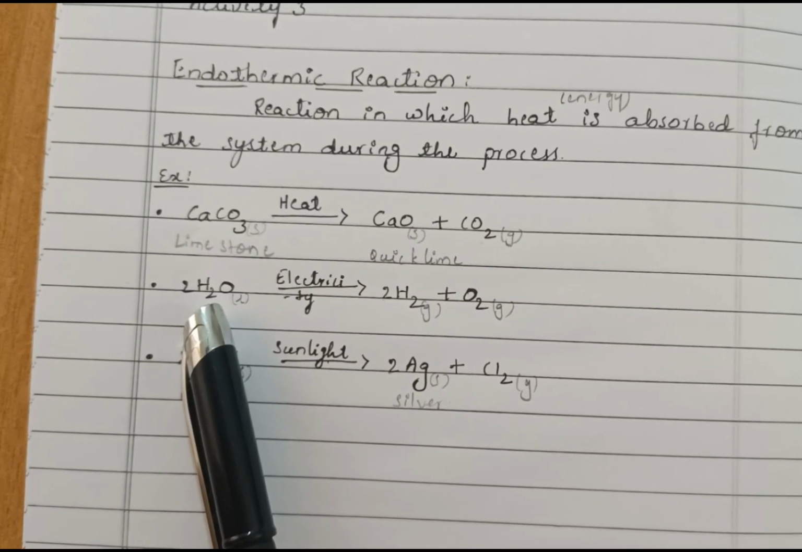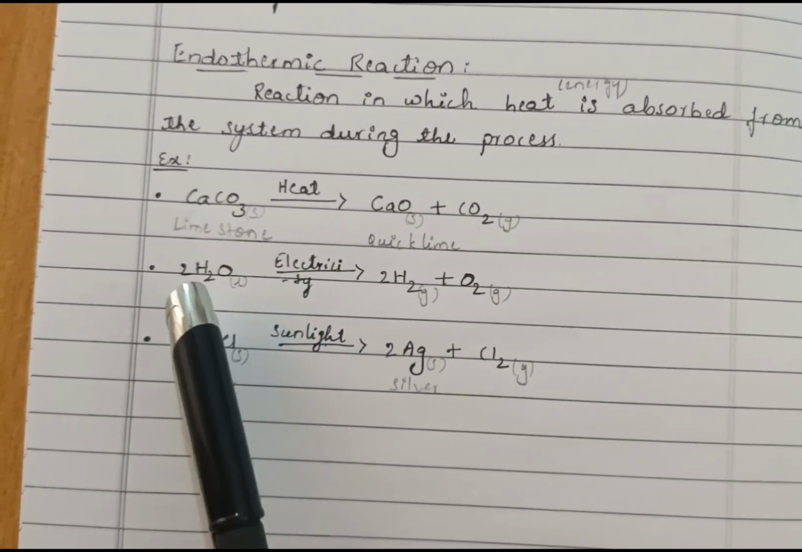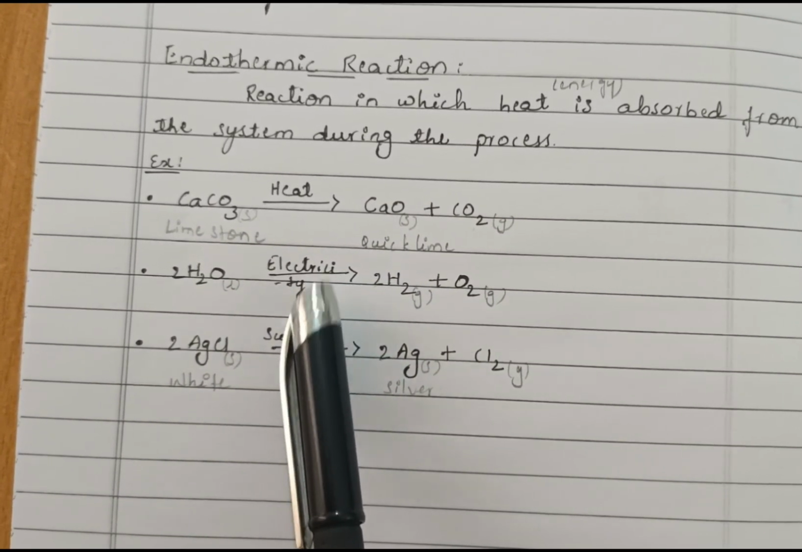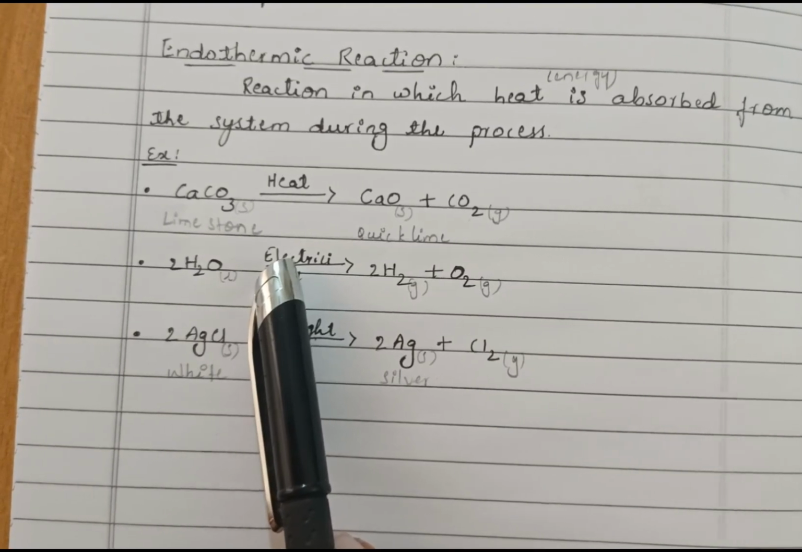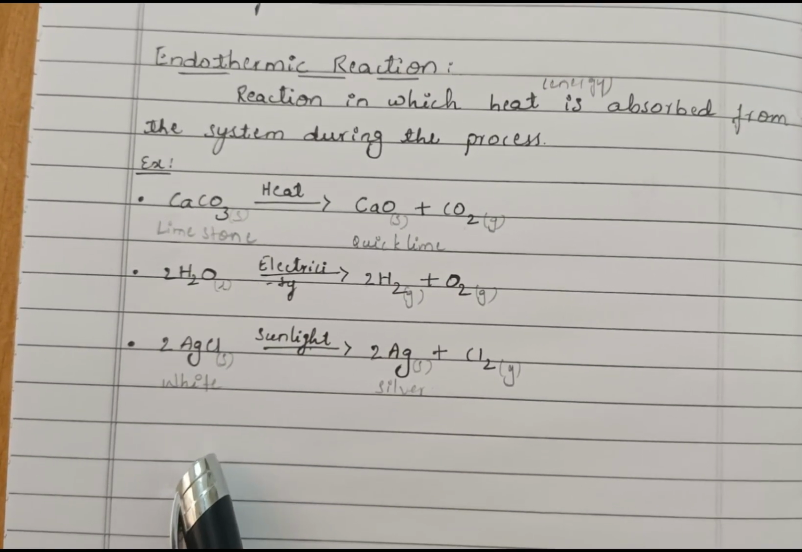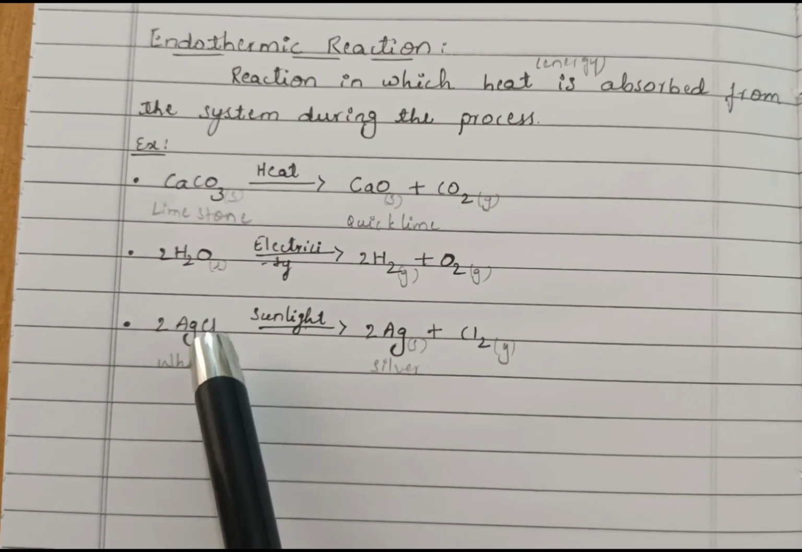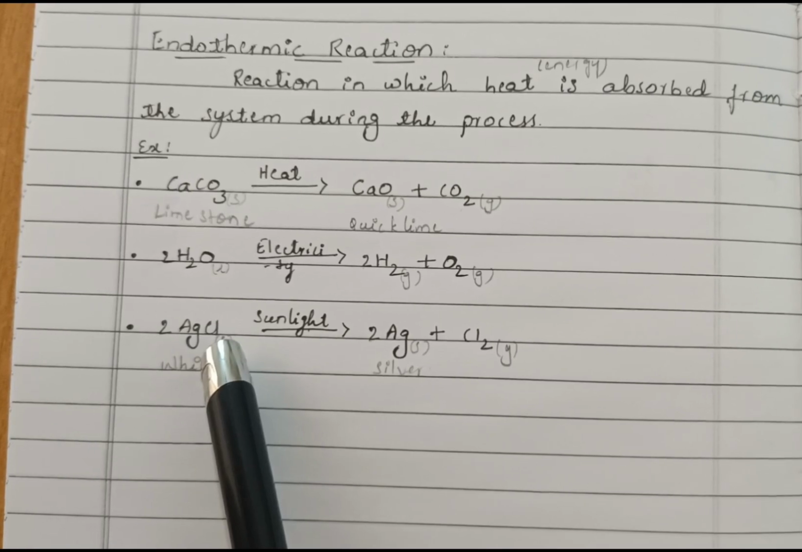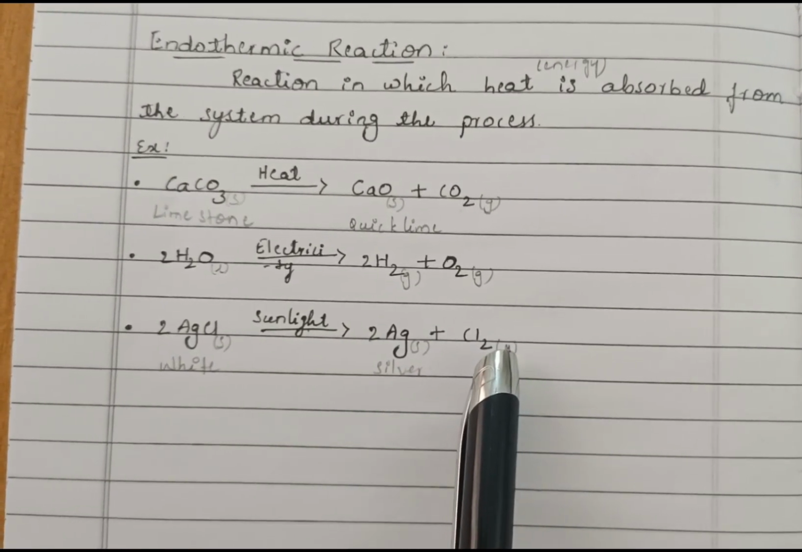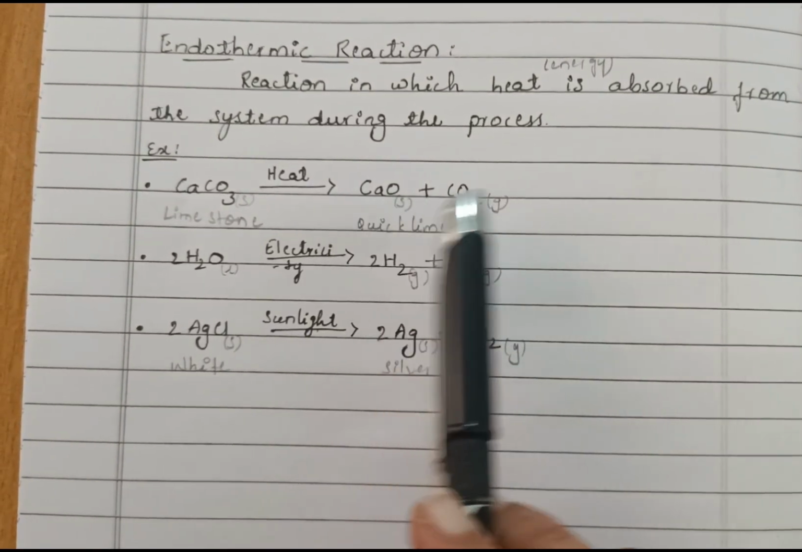Okay. Second one, splitting of water into hydrogen and oxygen gas. See, this reaction requires energy or heat in the form of electricity. If we provide electricity to this water, what will we get? Hydrogen and oxygen gas are liberated. Next, if we provide sunlight to silver chloride, it turns into Ag with the liberation of chlorine gas. Here the energy is in the form of sunlight.